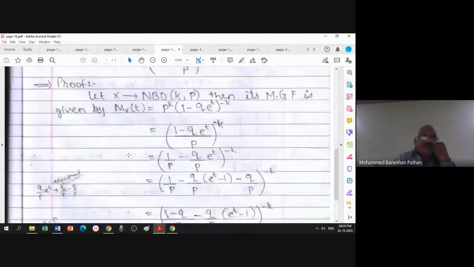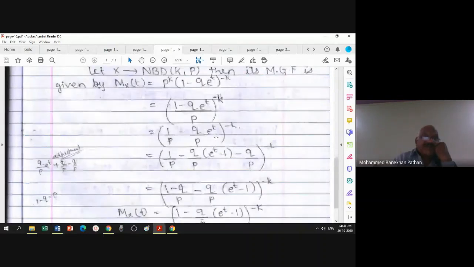Proof. X follows NBD(K, P). Then we have the MGF: P raised to K, bracket 1 minus Q times e to the power T, whole bracket to the power minus K. Now I can write P raised to K down. So you get such a type of expression, which is an MGF in the reverse direction.